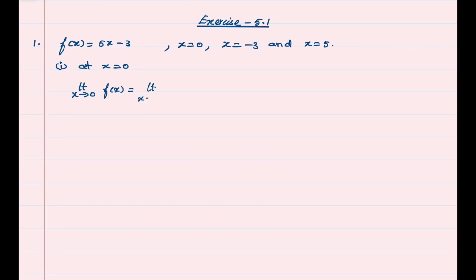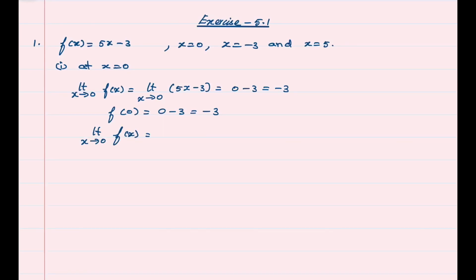Limit extending to 0 of 5x minus 3. The function is defined at 0, so we can directly substitute the limit value. We get 0 minus 3. The answer is minus 3. And f of 0, substituting 0 in f of x, we get 0 minus 3. That is also minus 3. Limit extending to 0 of f of x and f of 0 are equal. Therefore, f is continuous at x equal to 0.